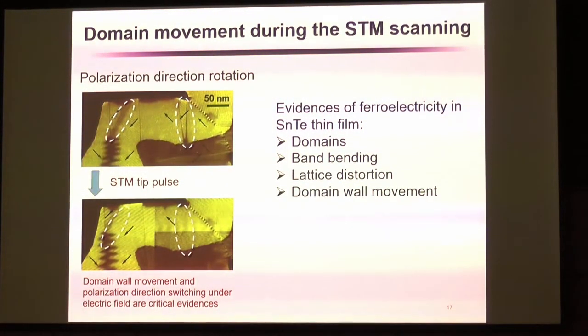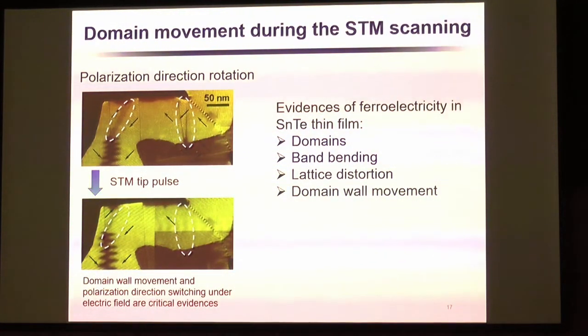So now we can image the domains. We can see the bending by the polarization charge. We can see the lattice distortion and the domain wall movement under the electric field. All this evidence supports that even down to one unit cell thickness of tin telluride, it still has ferroelectricity.